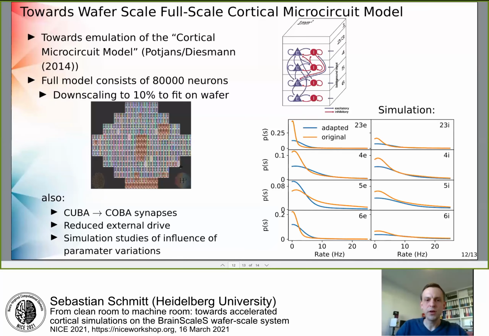And we also need to do a bit of a conversion because that model uses current-based synapses, and on the chip we have conductance-based synapses. We also need to reduce the external drive a bit. And we also did simulation studies of the influence of parameter variations. And you can see in the lower right a comparison of the adapted and the original rates. They are not identical, but they show the general features that you see in the populations of this cortical model. And then that could be trained again in the loop fashion to maybe improve on the agreement.